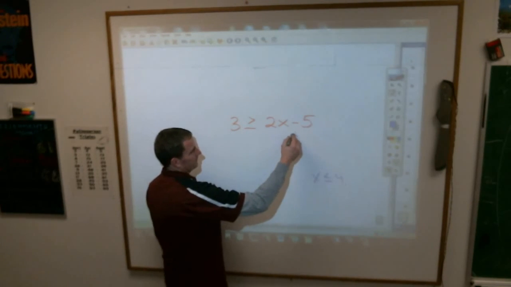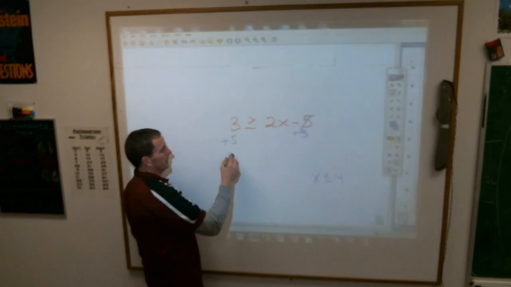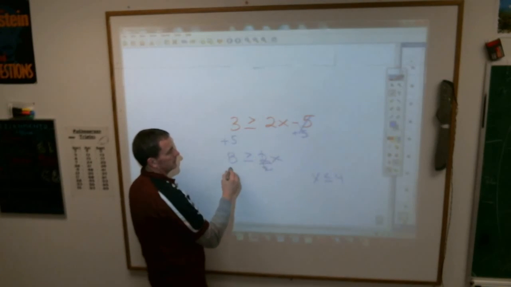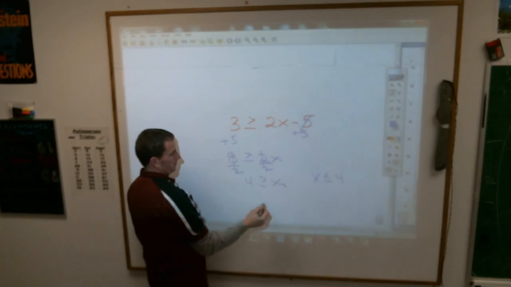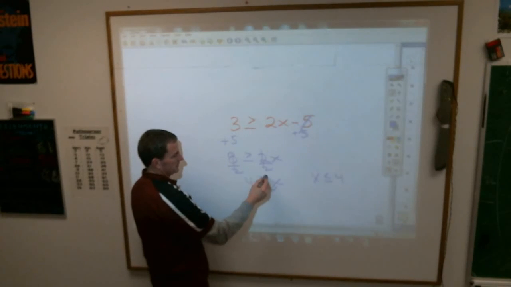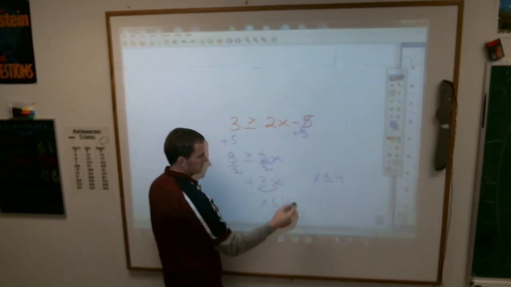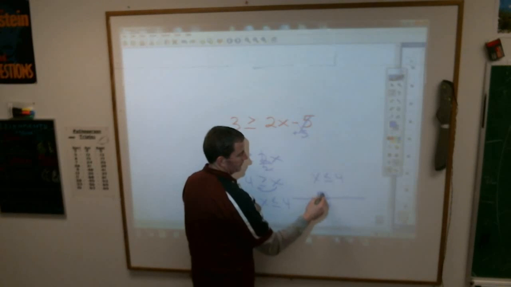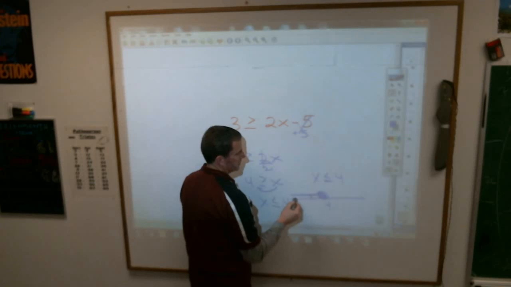So you should have added 5 to this, right? Added 5 to this, you get 8. Divide by 2 to get x by itself. I do get a 4 there. And then I rotate places and change signs, so x should be less than or equal to 4. You are correct, sir. So at 4 it is a colored-in circle, because it's equal to, and it goes this way.